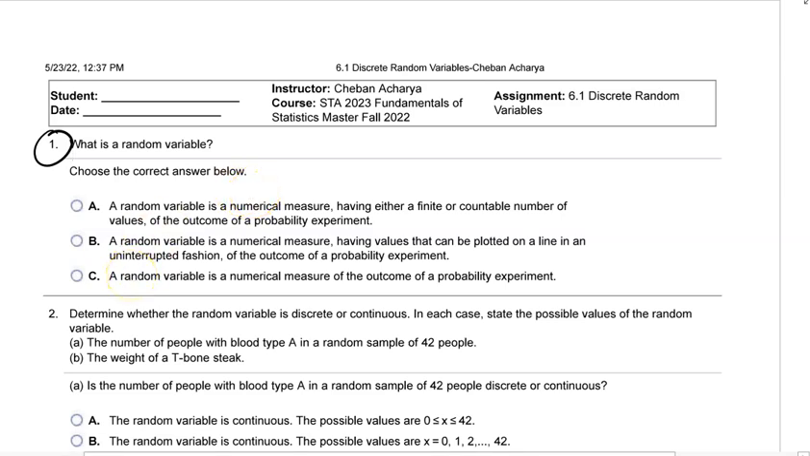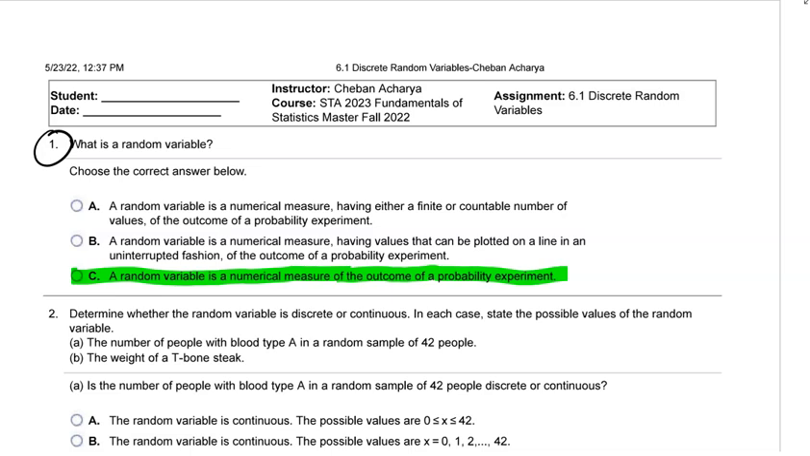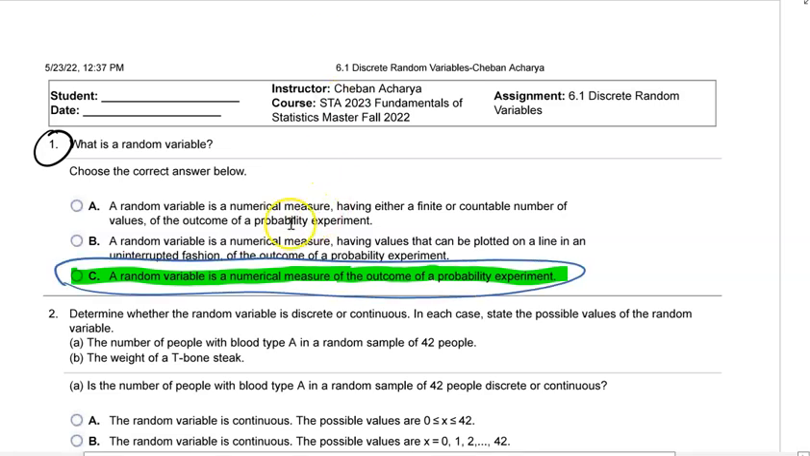A random variable is a numerical measures of the outcome of the probability experiment. That's the random variable. Okay, if you read other options, this is not the same as C. Because in the first part A, in this answer choice, it says a numerical measure having a finite or countable number of value. It doesn't have to be finite or countable number of value. Could be infinite value for the random variable is possible. Therefore, this is not the right answer.